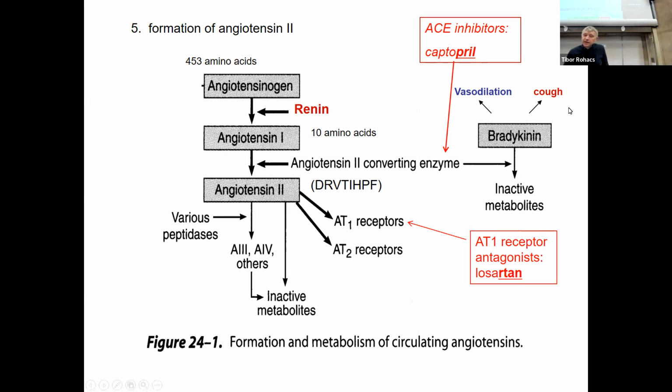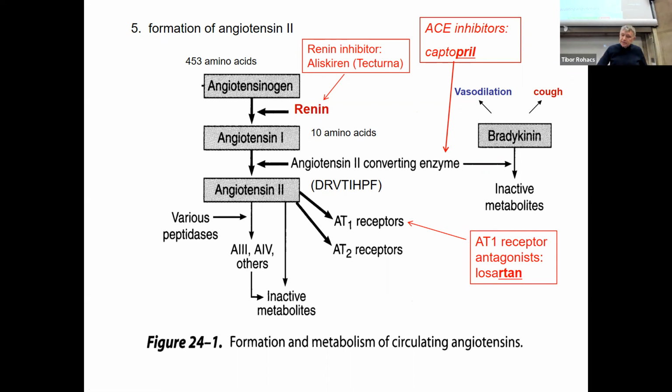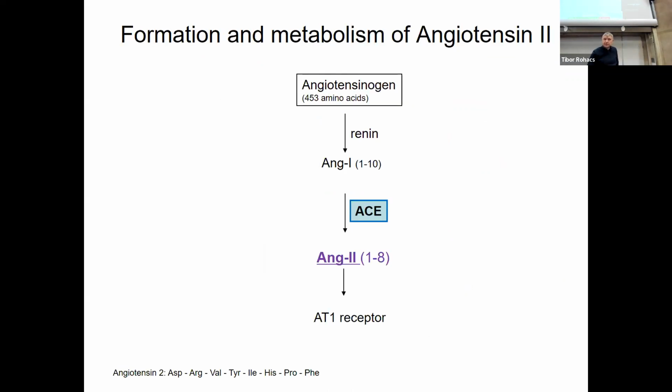And that's the major reason why later specific antagonists of the AT1 angiotensin 2 receptor were also developed. The prototype was losartan. And if somebody takes ACE inhibitors and has this side effect of cough, they can be switched to angiotensin receptor antagonists. And finally, even more recently, inhibitors of renin have also been developed. So these are also an option to block this pathway. This is the pharmacology of the renin-angiotensin 2 system.